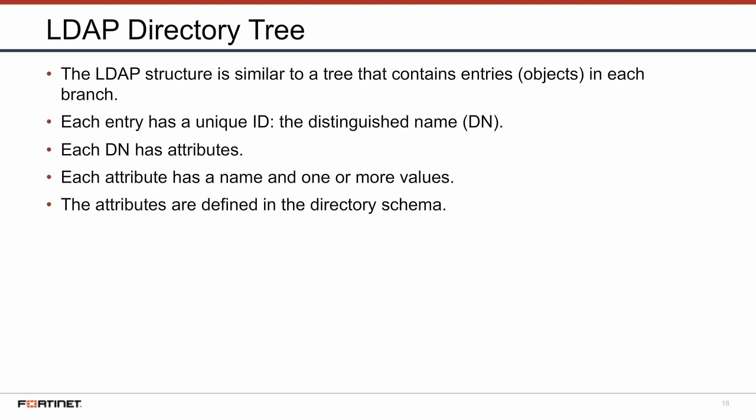Generally, two types of objects make up most entries, containers and leafs. Containers are objects that include other objects, similar to a folder in a file system. Example containers include country, represented as C, organizational unit, represented as OU, organization, represented as O. Leafs are objects at the end of a branch and have no subordinate objects. Example leafs include user ID, represented as UID, common name, represented as CN.